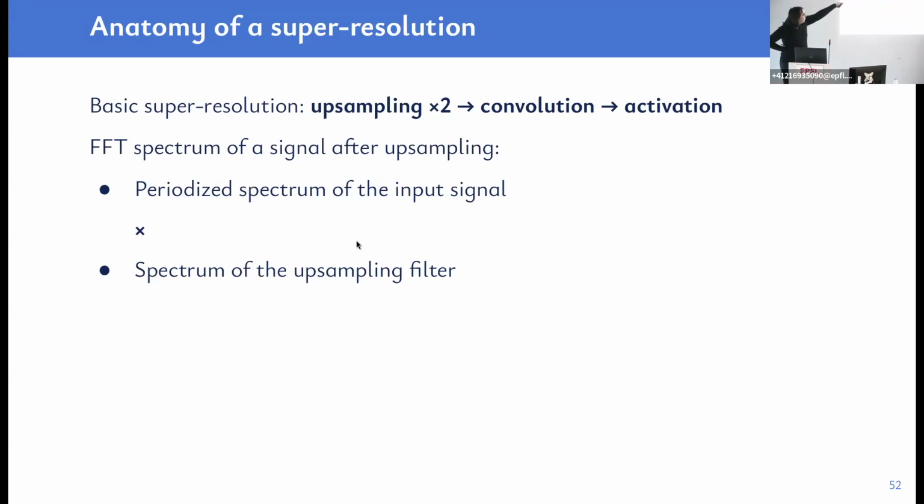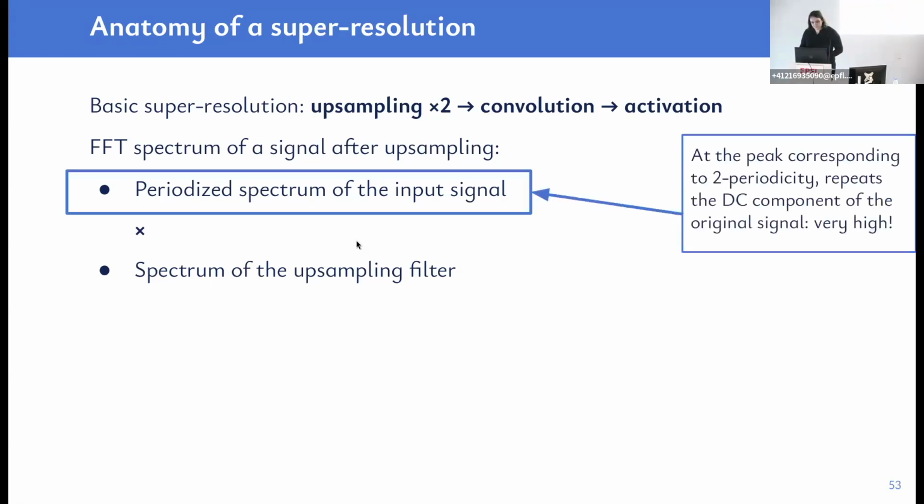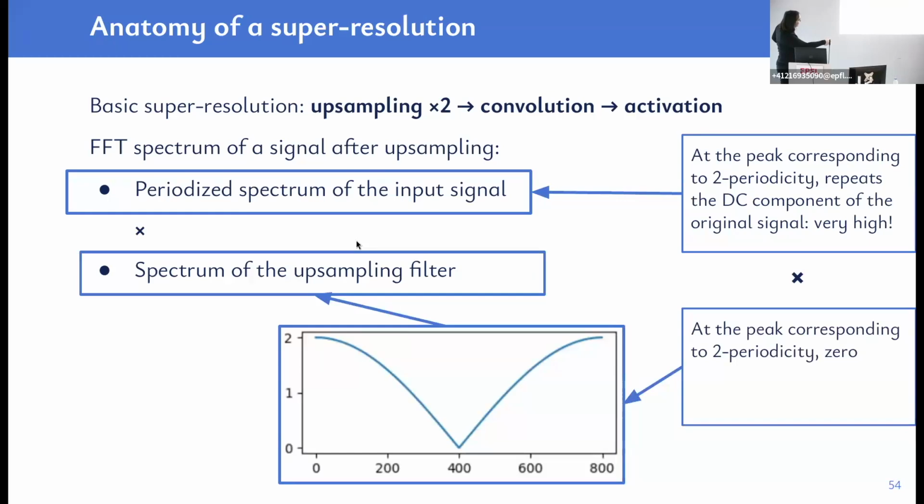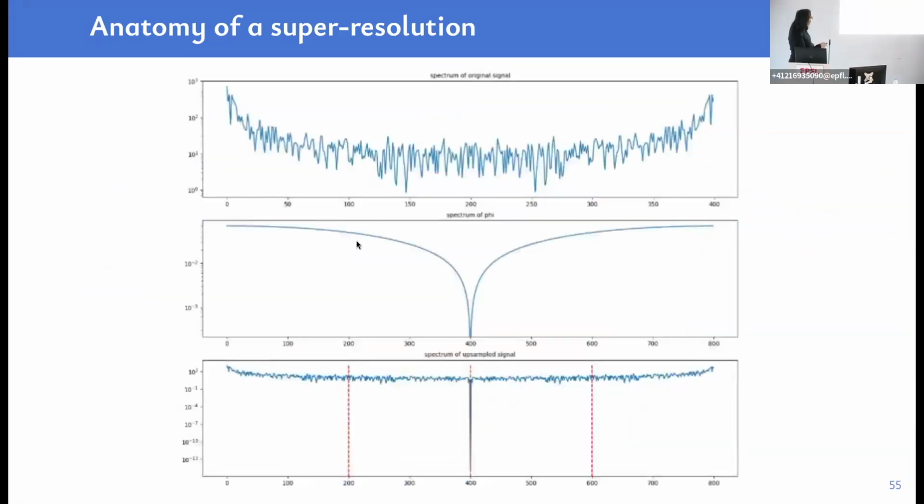So this value is very high. And then you have to multiply it, of course, by the spectrum of the upsampling filter. And for all upsampling filters, actually, this value at the position of this peak is 0. So this is high, and this is 0. If you multiply the two, something as high as you want multiplied by 0 is still 0. So you actually don't see a peak. You see 0 values here.